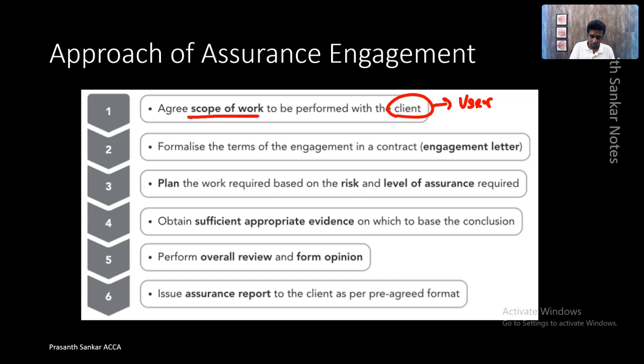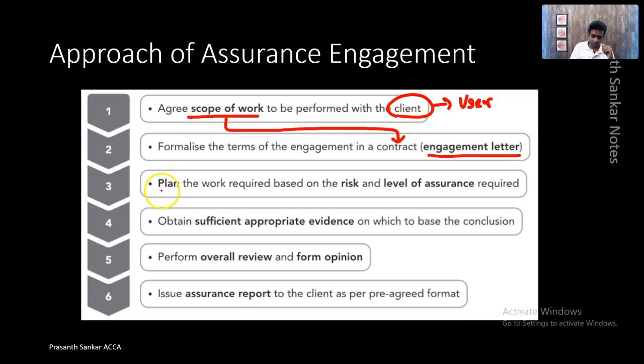Now for you, you need to agree the scope with the user, stating that these are the work that I'm going to do. That's the first and primary step you do. And of course, anything that's not written can be null and void tomorrow. Anybody can change their words tomorrow. So hence, whatever the scope you agree with the client, put it into a contract. And that contract can be called an engagement letter.